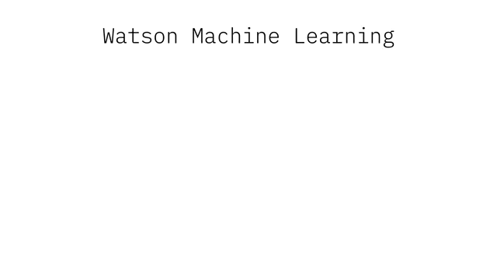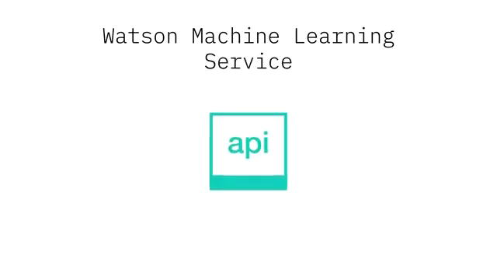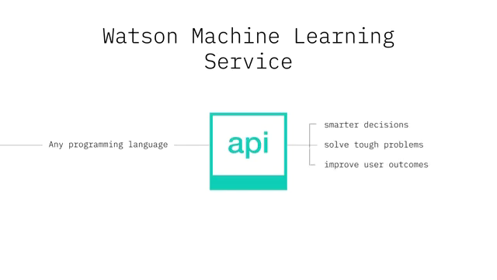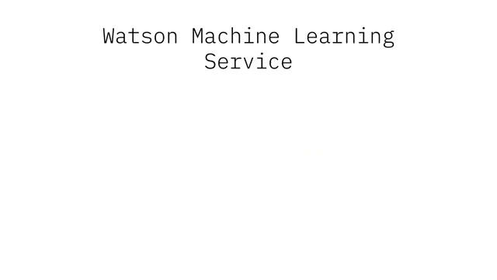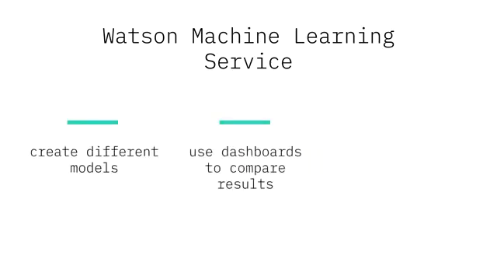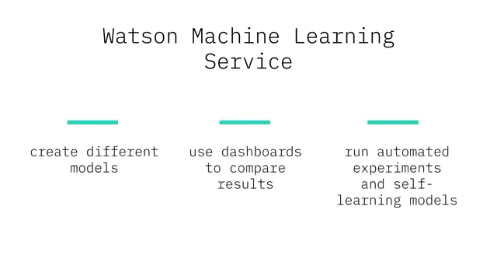The Watson Machine Learning Service is a set of REST APIs that you can call from any programming language to develop applications that make smarter decisions, solve tough problems, and improve user outcomes. Watson Machine Learning is integrated with Watson Studio, enabling you to integrate AI into your applications and processes. You can create different models, use dashboards to compare results, and run automated experiments and self-learning models with the integrated Watson Machine Learning engine.